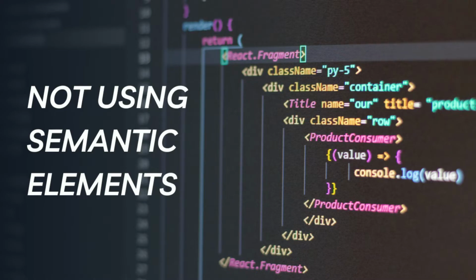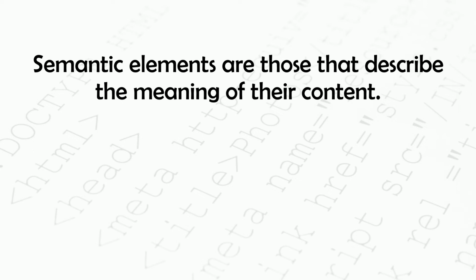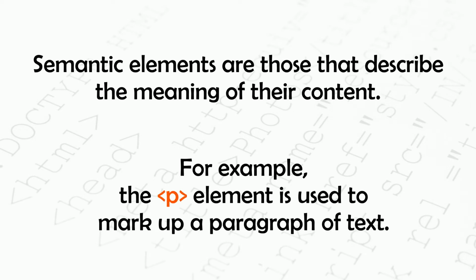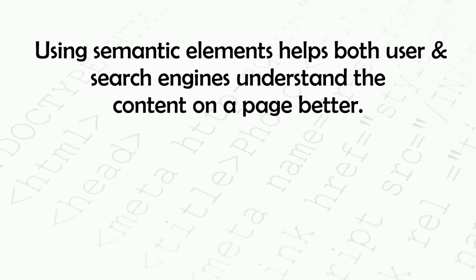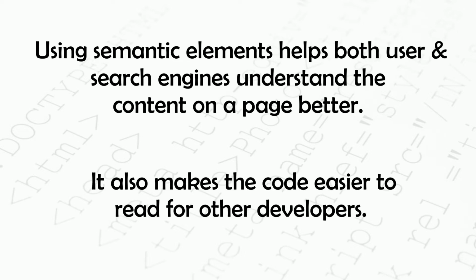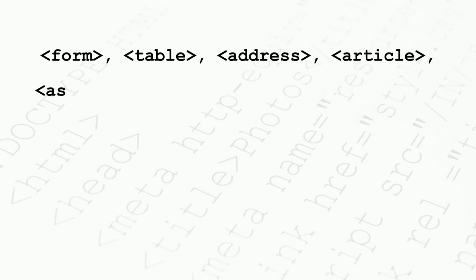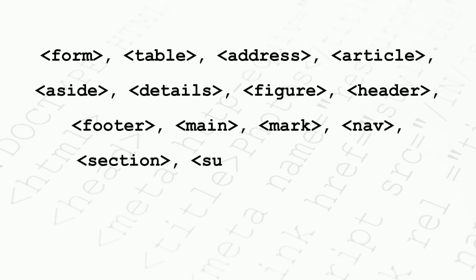The second mistake is not using semantic elements. So semantic elements are those that describe the meaning of their content. For example, the P element is used to mark up a paragraph of text. Using semantic elements helps both users and search engines understand the content on a page better. It also makes the code easier to read for other developers. Examples of semantic tags are form, table, article, which clearly define their content.